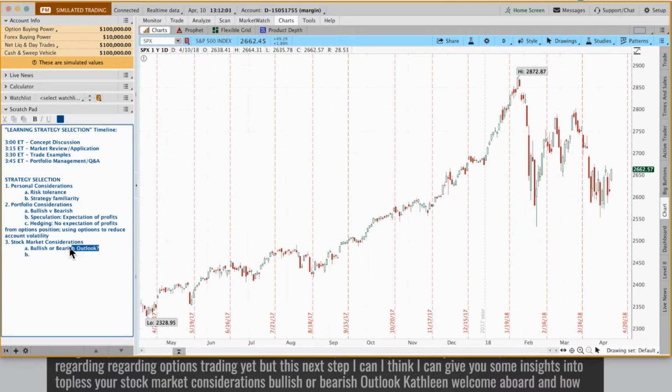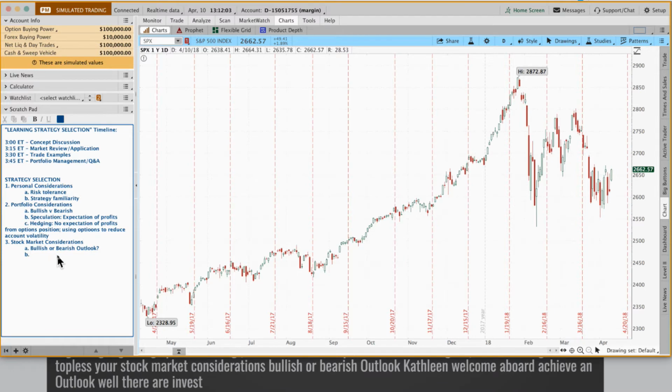And how might we achieve an outlook? Well, there are investors that look at things from a fundamental perspective.